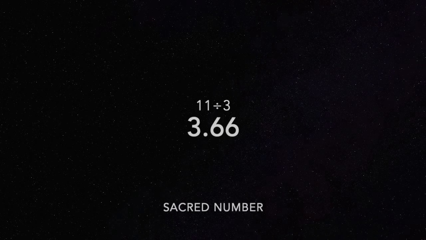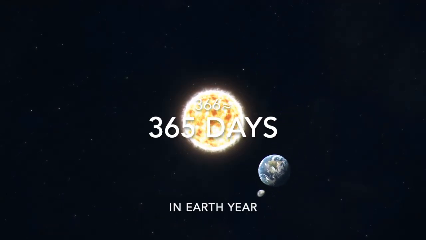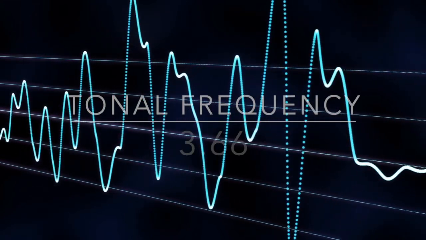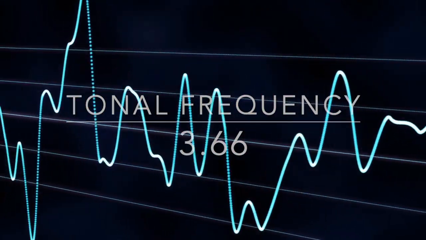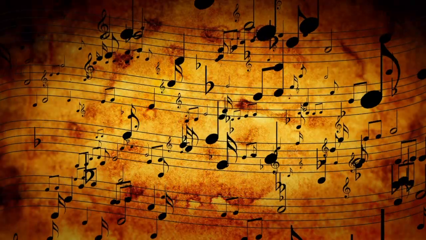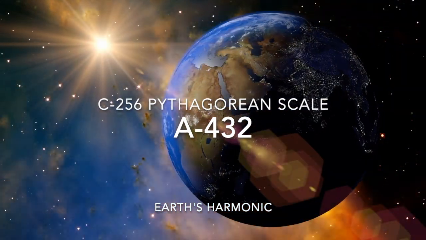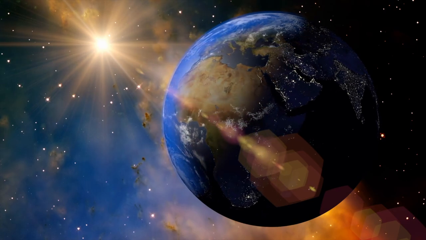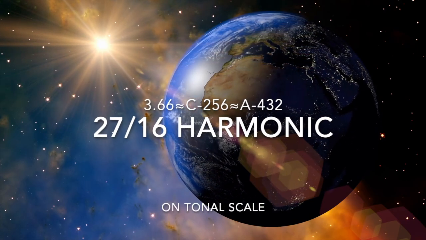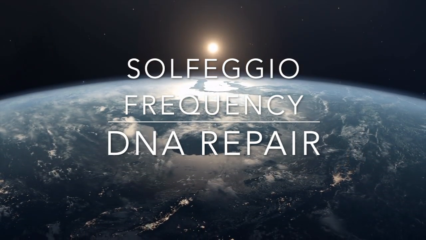More sacred moon codes. The quotient 11 divided by 3 yields 3.66, which approximates the amount of days in one Earth year. 366 also establishes the frequency of tone C256, which is the beginning of the Pythagorean scale of tonal frequency A432, which is Earth's harmonic, or tonal frequency of 27 to 16, and known as the solfeggio frequency for DNA repair.